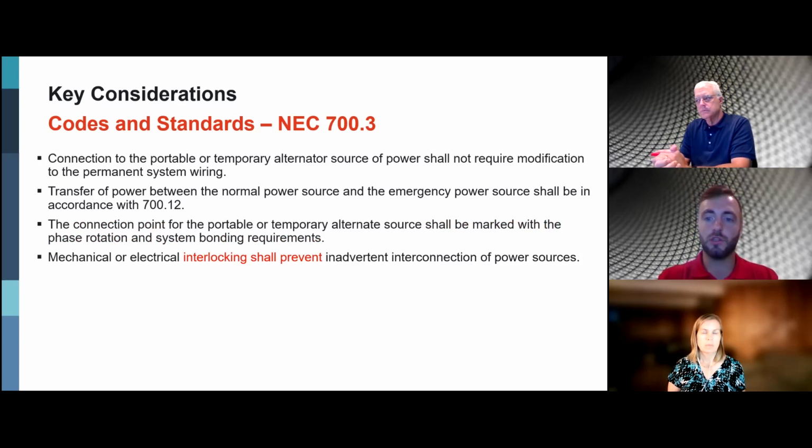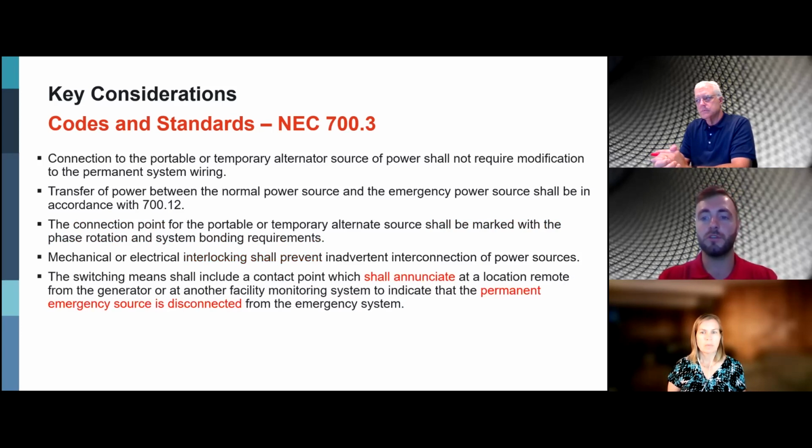The switching shall include a contact point which shall enunciate at a location remote from the generator or at another facility monitoring system to indicate that the permanent emergency source is disconnected from the emergency system. This is just allowing the operator to know when the permanent generator is disconnected from the system, and ideally a temporary generator has been connected.